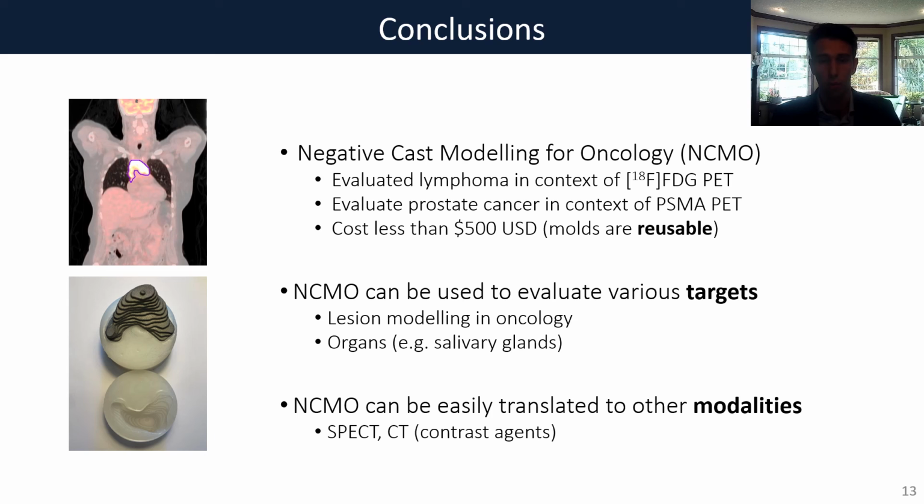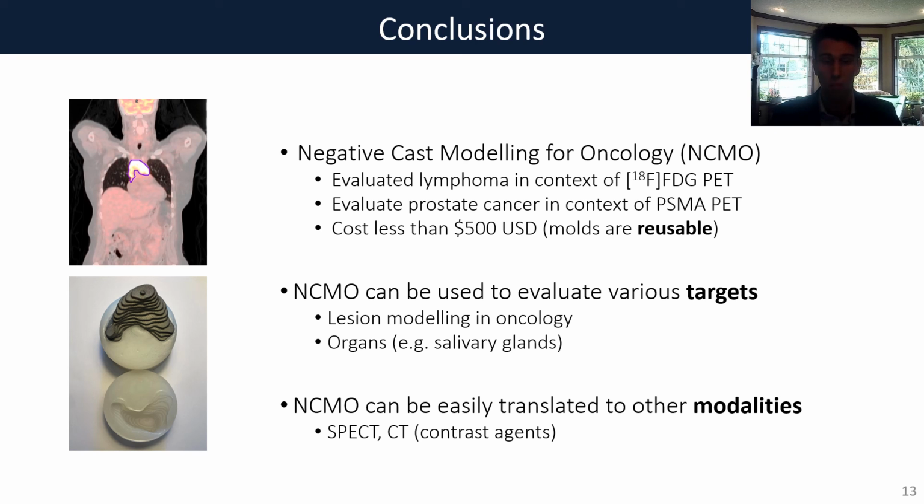To conclude, we developed negative cast modeling for oncology and used this to evaluate lymphoma in the context of FDG PET and prostate cancer in PSMA PET. And overall, this methodology cost less than $500 US. However, I should point out that the molds are reusable, and so the cost for repeated experiments is substantially less.